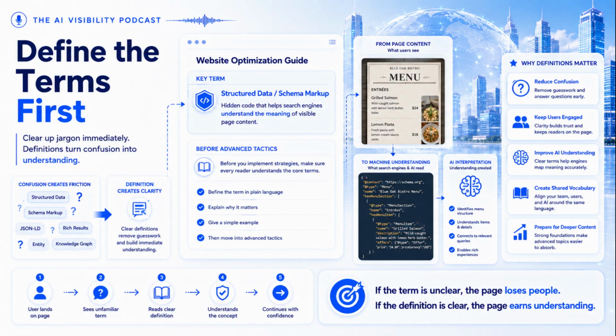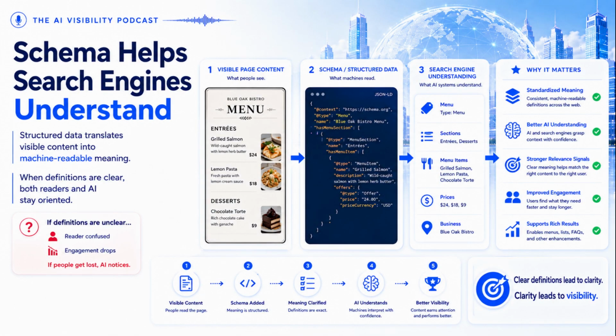Yeah. For anyone listening who might not know, structured data, or schema markup, is essentially hidden code on a web page. Right. It translates the visible text into a standardized format that search engines natively understand. Think of it like translating a restaurant menu into a specific language for a food critic. If you don't define that early on, the reader is completely lost. And if the human reader is lost, the AI notices those poor engagement metrics.